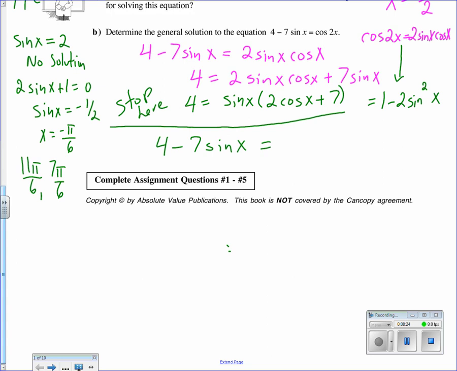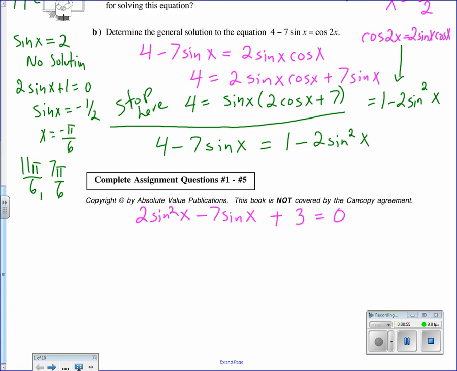That's still living on the left-hand side. But on the right-hand side, I have 1 minus 2 sine squared x. My sine squared x is negative. That's not the greatest thing. So I'm going to make it positive by moving it over. So on the left-hand side, I'm going to add 2 sine squared x. My 7 sine x is still there. And there was a 4 living there, but that 4 is going to get affected by the 1, and it's going to go down to 3.